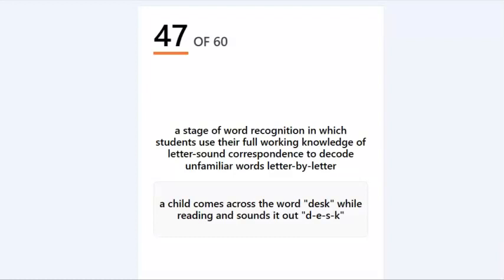Full alphabetic stage. A stage of word recognition in which students use their full working knowledge of letter-sound correspondence to decode unfamiliar words letter by letter. A child comes across the word "desk" while reading and sounds it out: D-E-S-K.